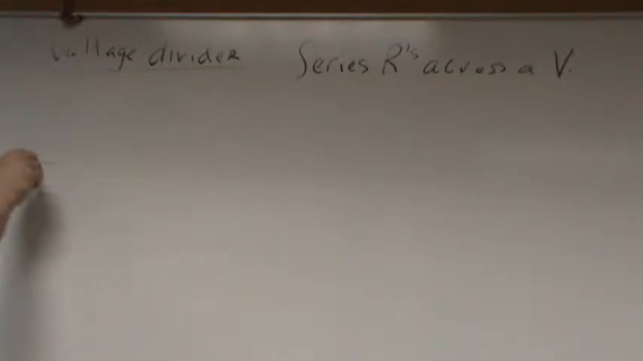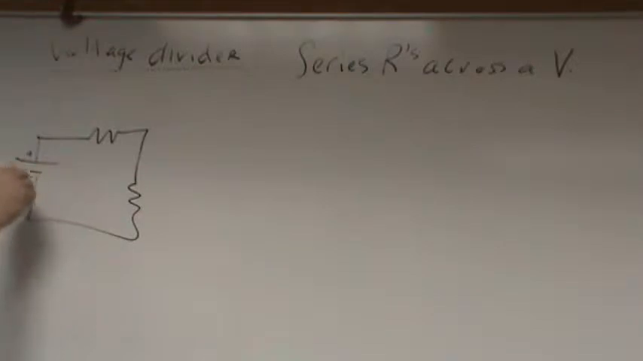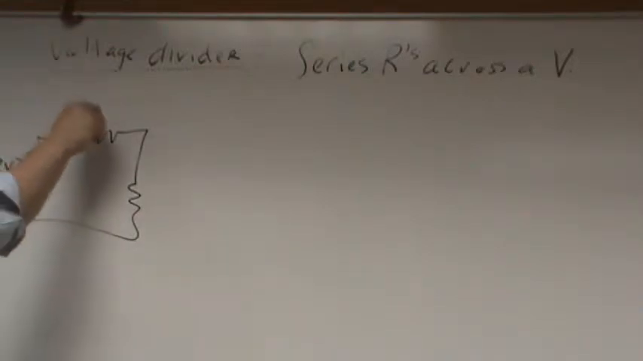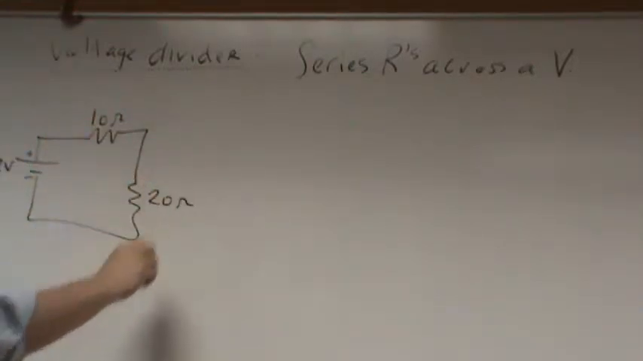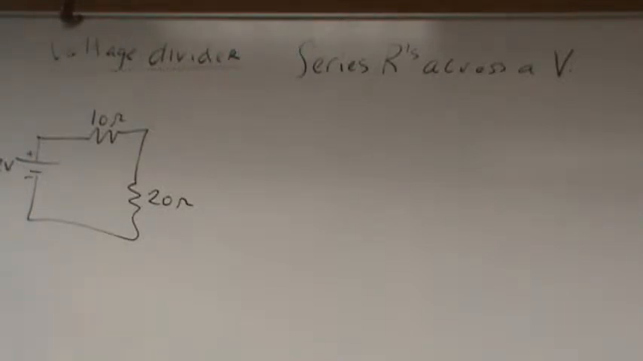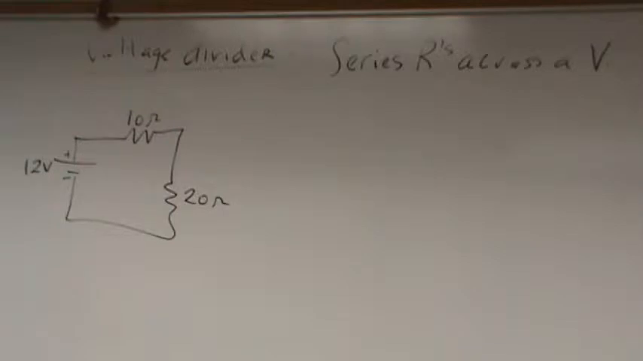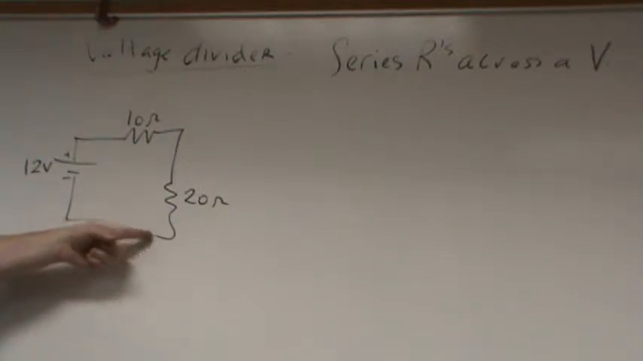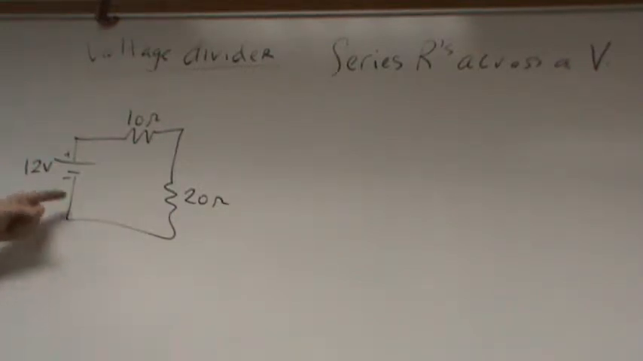What if I told you, and go ahead and make this little circle, we'll call that 12 volts, we'll call this 10 ohms, and we'll call this 20 ohms. I have series resistances across a voltage. They're going to split up that 12 volts, because you know Kirchhoff's loop law says I start with 12, I'm going to lose a bunch of voltage and lose the rest of the voltage and end up with 0. That is, my voltage rise has to equal the sum of my voltage drops.